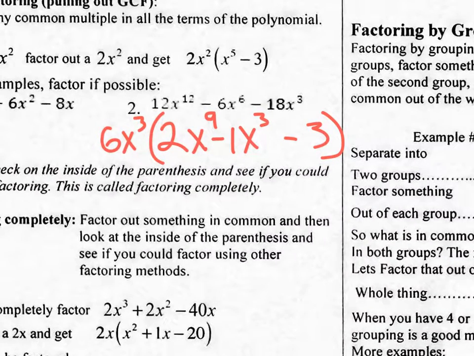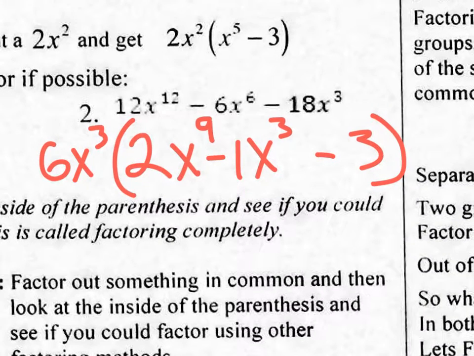For example, right here, we had 12x squared. Well, we had this trinomial expression, and we saw that there was a multiple of 6 in all of them, and there were x's in all of them. So we pulled out the GCF. That's what you're always supposed to try to do first, that way, you might be able to continue factoring in here. So we've already seen that.